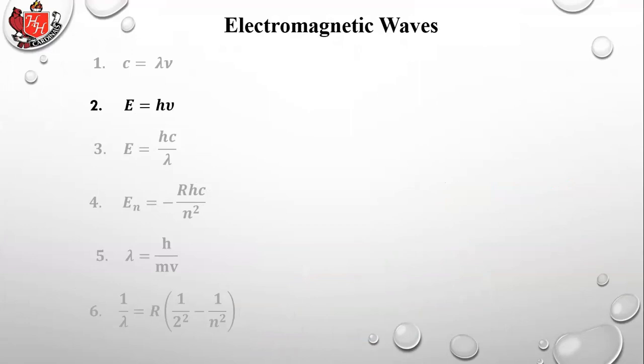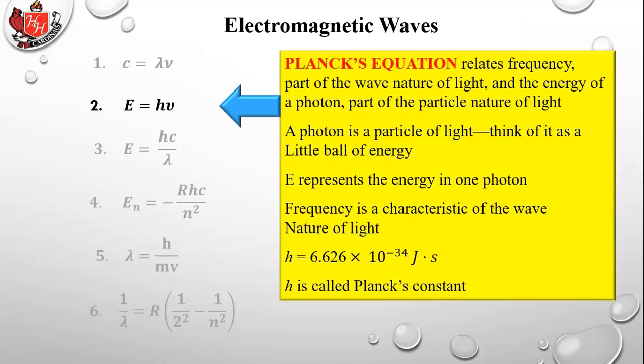Okay, so here are some formulas of electromagnetic waves. We're only going to deal with the top three in this class. So you already saw number one. Now we're at number two. Now what this means is that the energy in a photon is equal to a constant called Planck's constant, times the frequency. So the frequency is part of the wave characteristic of light.